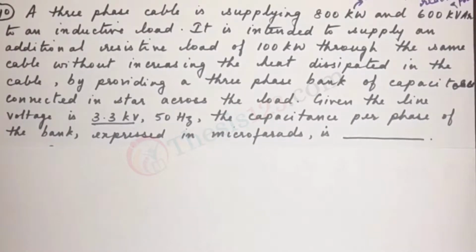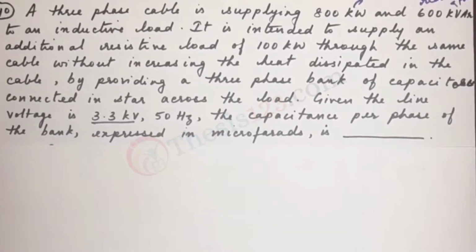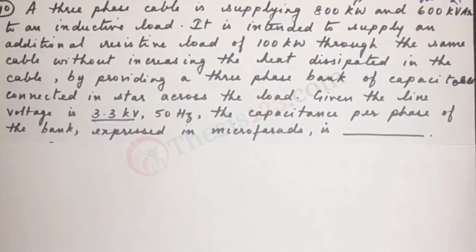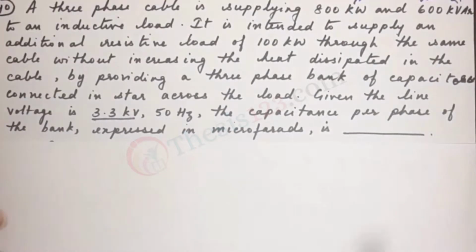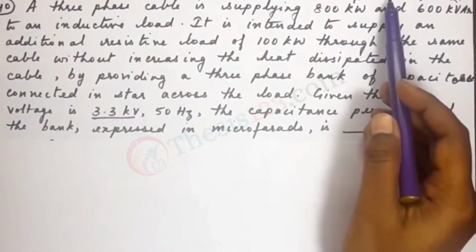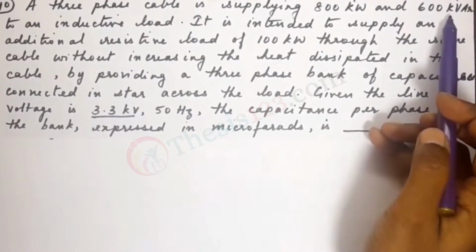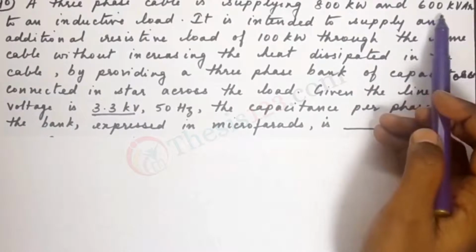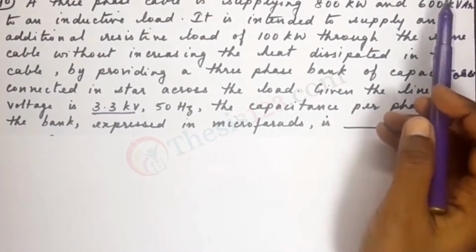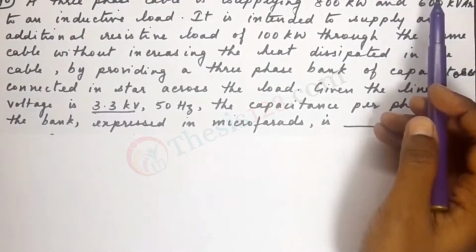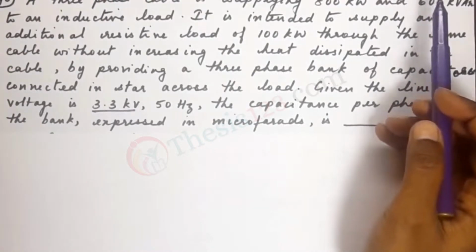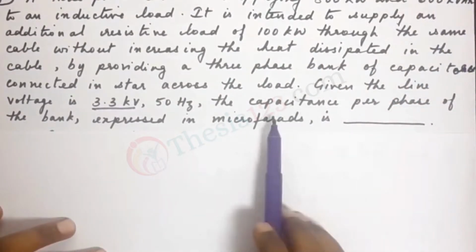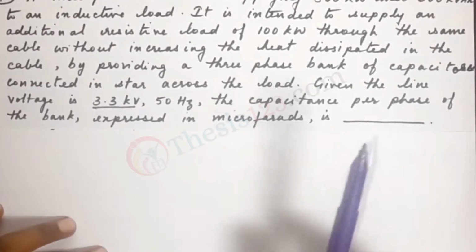Okay, so this question is not a multiple choice, so we will have to solve it step by step and see what we get. Okay, so we have been given that the three-phase cable is supplying 800 kilowatts of active power and 600 kVAR of reactive power. I have mentioned this because we will have to find out what the kVA value is for the three-phase cable given to us.